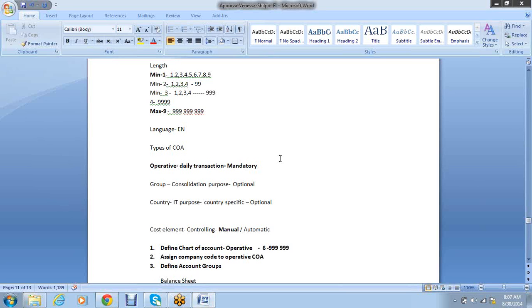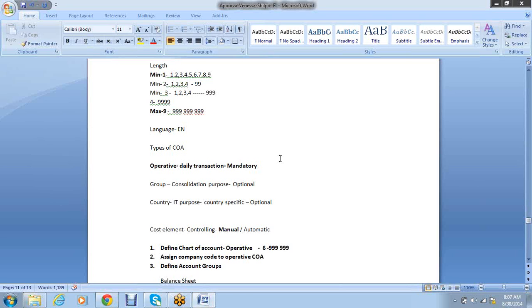From the operative chart of accounts only, your profit and loss account and balance sheet are prepared, which are going to be submitted to the income tax. So maintaining the operative chart of accounts is mandatory. Without the operative chart of accounts, we cannot implement SAP.